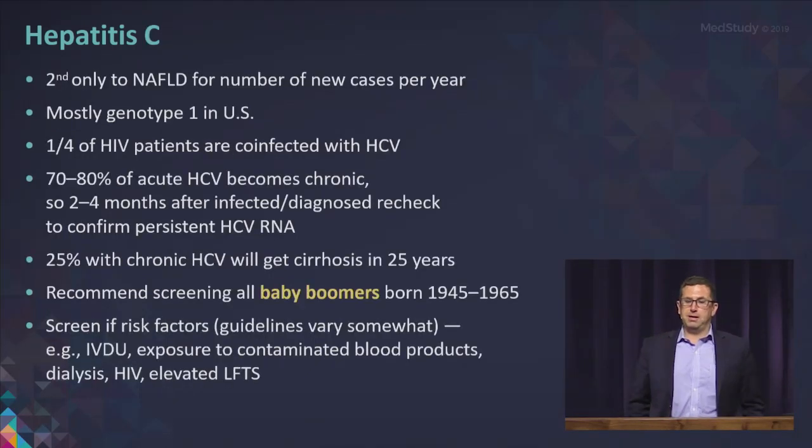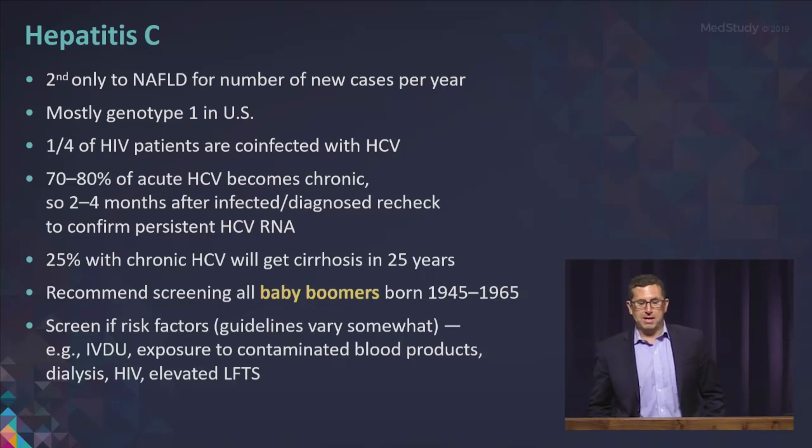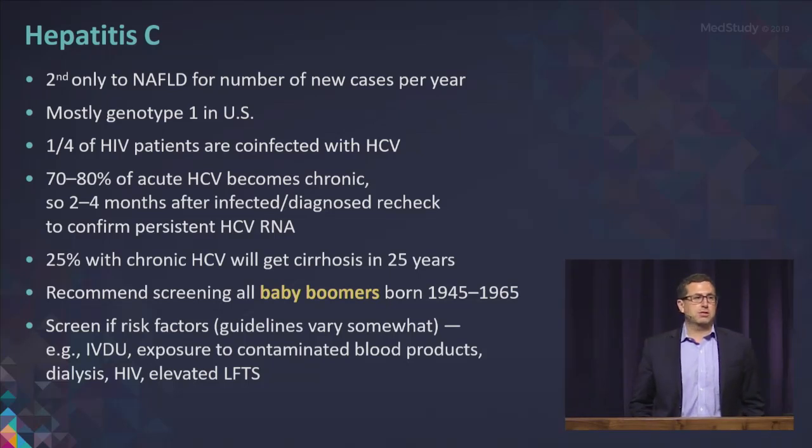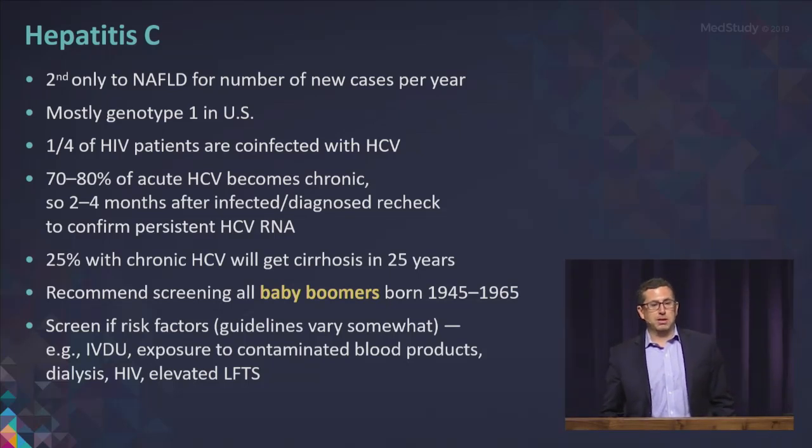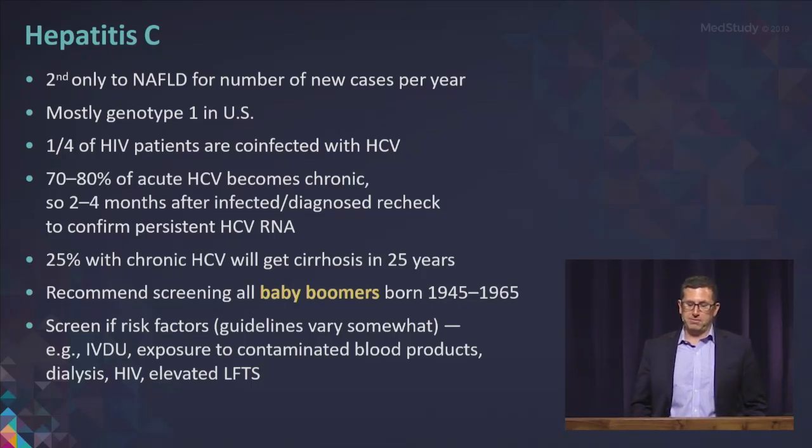So hepatitis C, transitioning to this, second only to NAFLD for the number of new cases per year. It's mostly genotype 1 in the US, and 25% of HIV patients are actually co-infected with Hep C. Most patients exposed to Hep C will develop chronic Hep C. So it's important that you follow these patients up with a viral load. 25% of patients with chronic Hep C will get cirrhosis within 25 years.